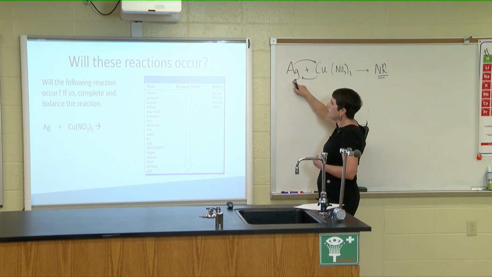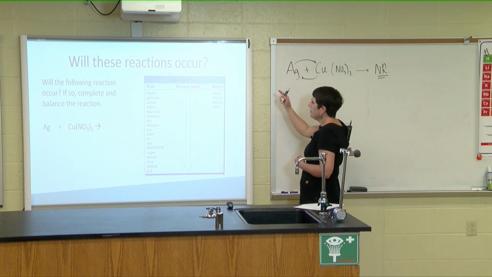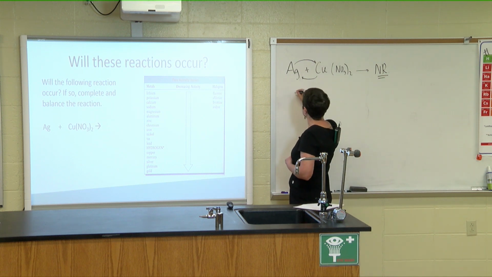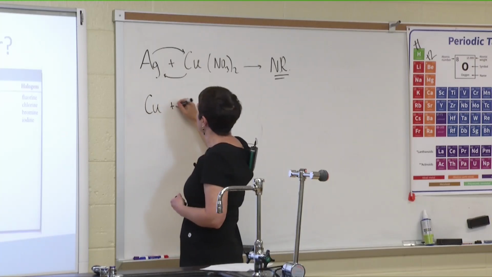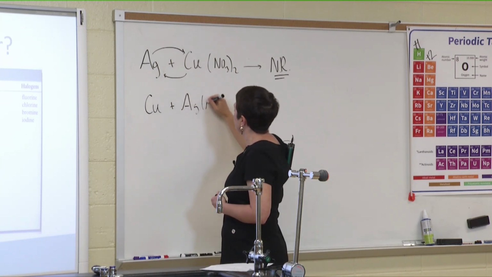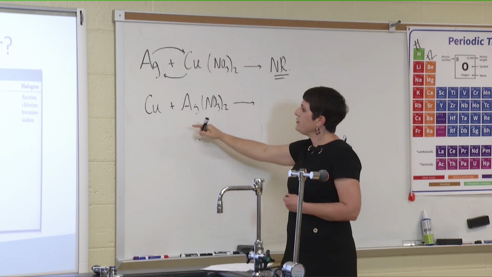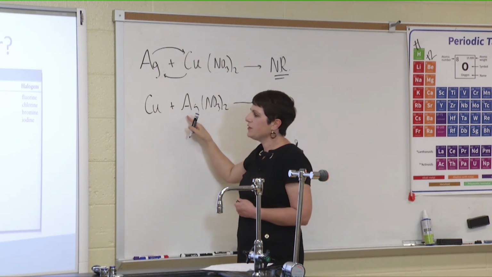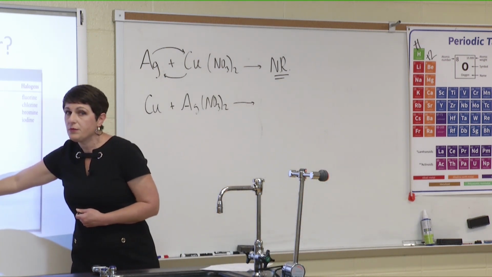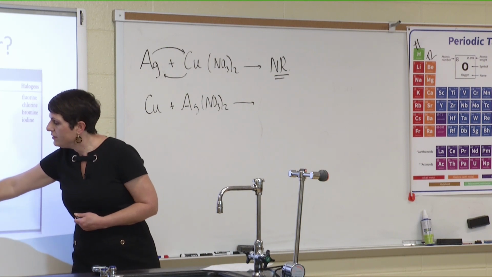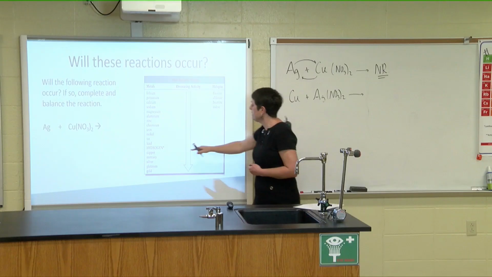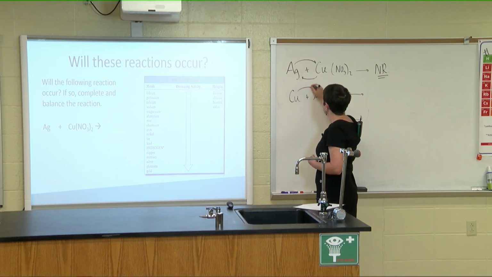All right, now on the example that was a few slides earlier, you had copper plus silver nitrate. So if we switch out the two metals and say, can copper displace the silver? We say, well, copper is above the silver, so yes, it can. So it would kick out that silver.